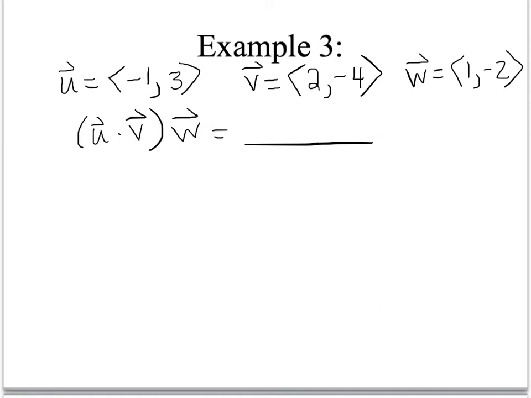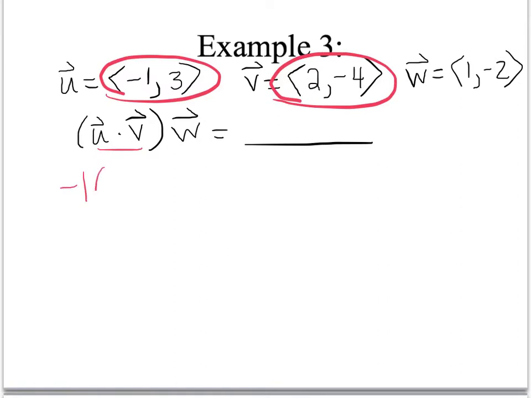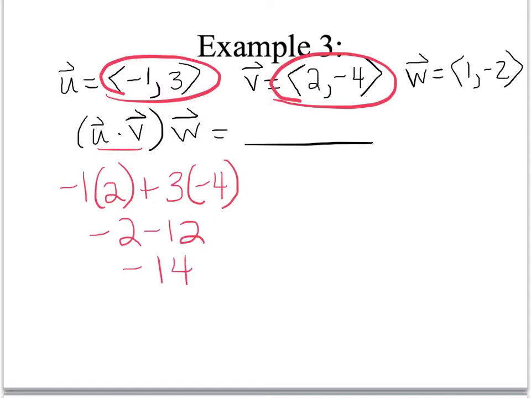Now again, you might want to pause the video and work this example first and then start it up again to see if you were correct. So the first thing we're going to do here, we're going to use our order of operations, start in the parentheses, and do u dot v. Okay, so u and v are negative 1, 3, and 2, negative 4. So the dot product would be negative 1 times 2 plus 3 times negative 4, which would be negative 2 plus negative 12, or negative 14.